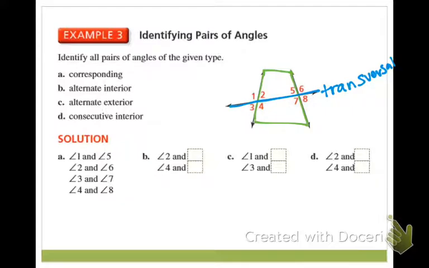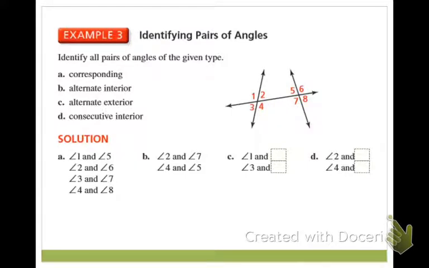So what is 2 is the first one. It's inside. What is it opposite sides of the transversal with? 7. So 2 and 7. 4 and 5. Again, because they're inside and on opposite sides of the transversal.